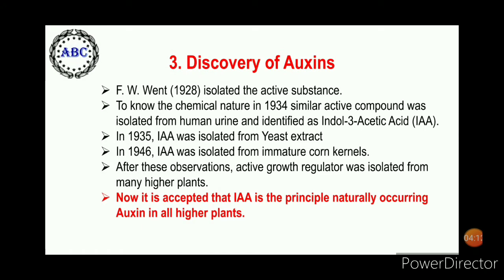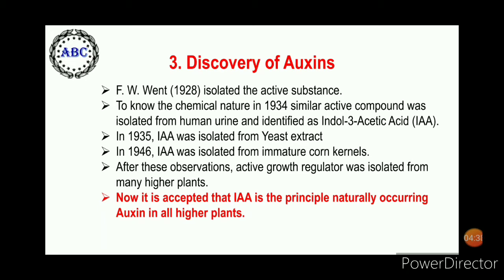In the discovery of auxin, F.W. Went did a very important work from 1928. He isolated the active substance. To know the chemical nature, in 1934 a similar active compound was isolated from human urine and identified as indole 3-acetic acid. In short, it is also called IAA.